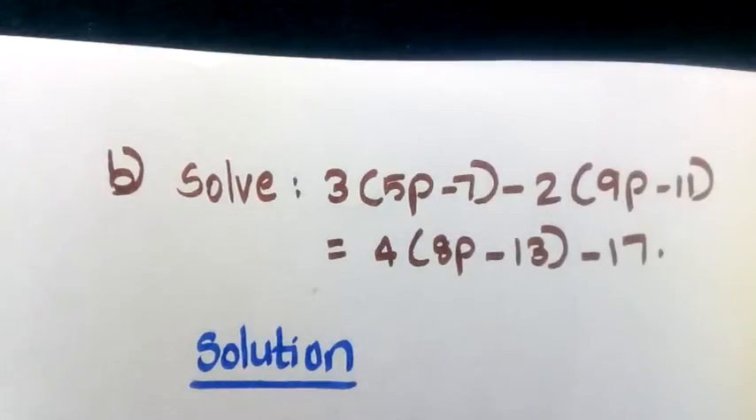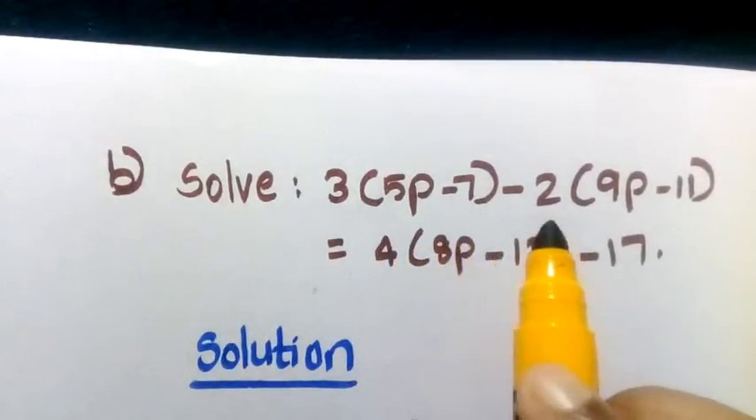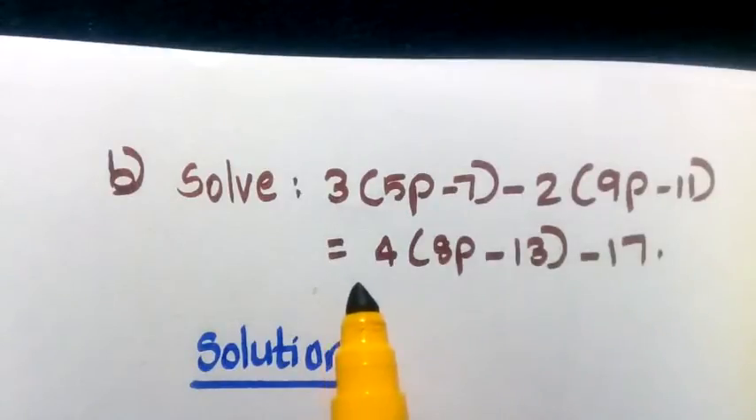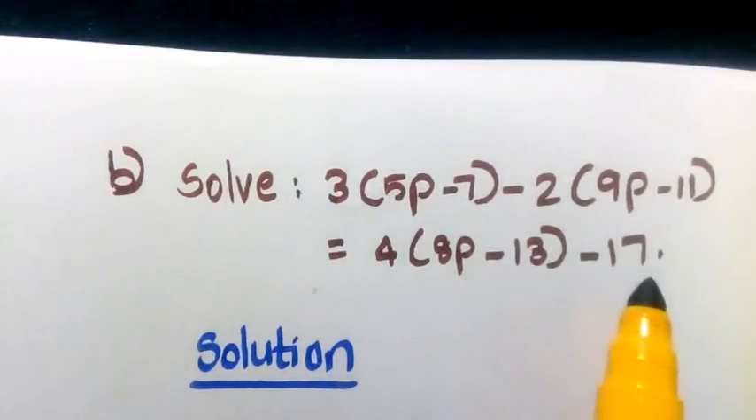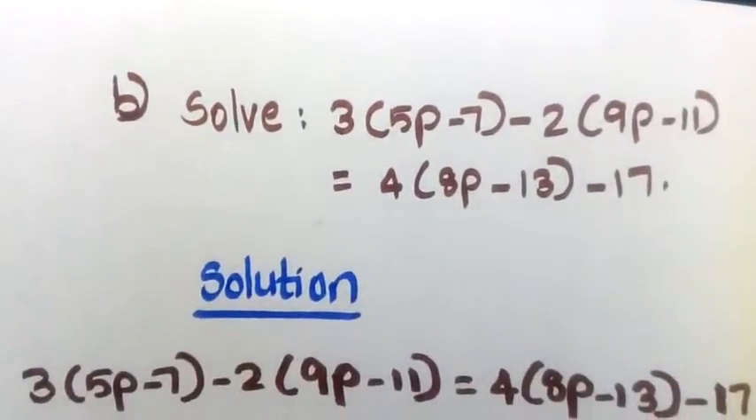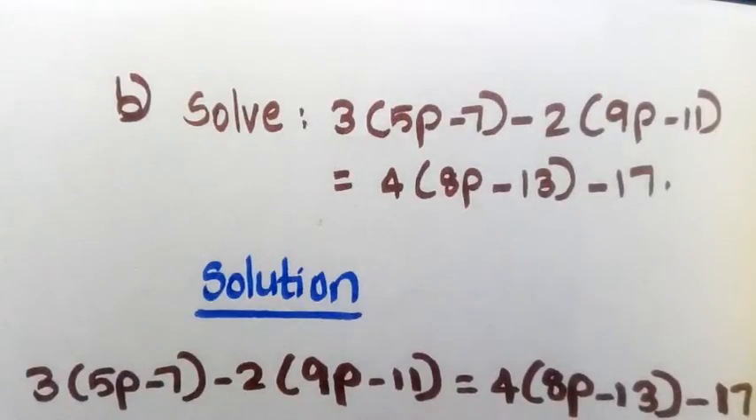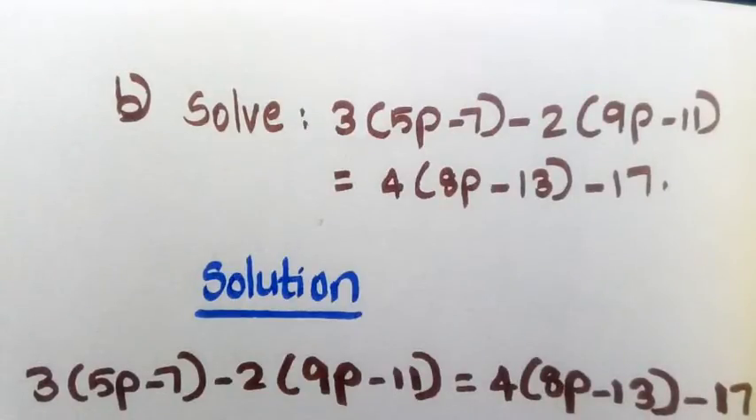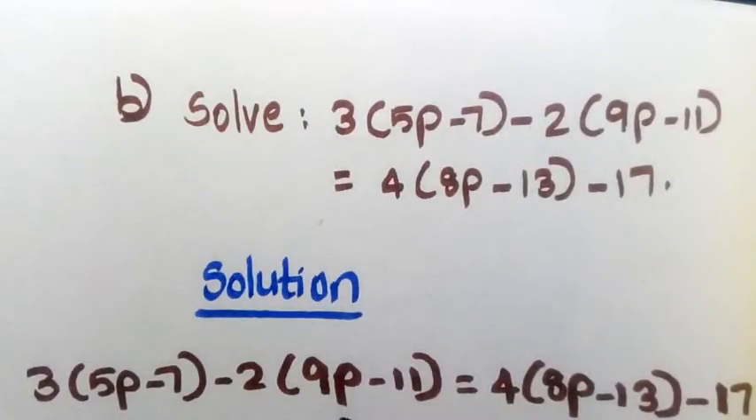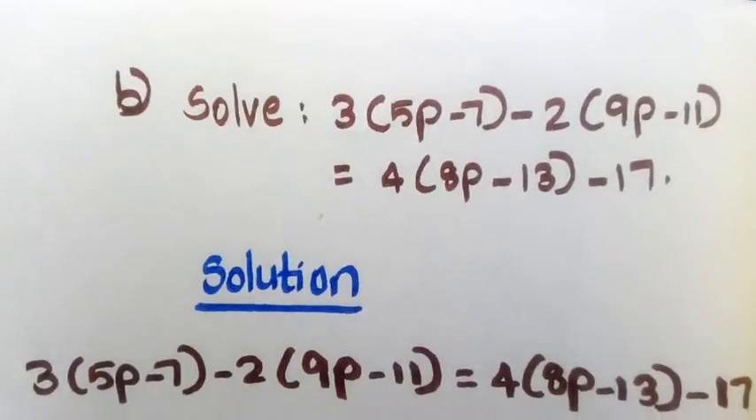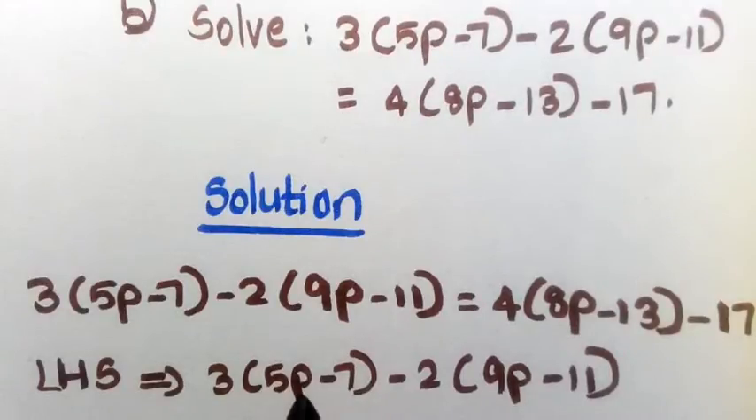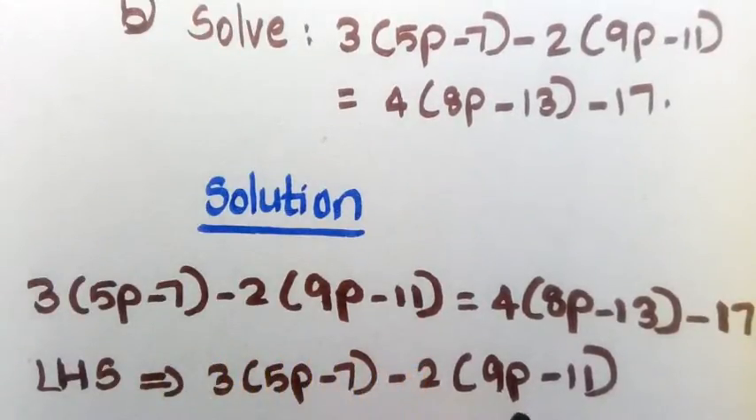Next question. Solve 3 into (5p minus 7) minus 2 into (9p minus 11) is equal to 4 into (8p minus 13) minus 17. Solution. We have 3 into (5p minus 7) minus 2 into (9p minus 11) is equal to 4 into (8p minus 13) minus 17. We need to find the value of the variable p. Here we need to reduce both LHS and RHS separately. First let us reduce LHS. LHS is 3 into (5p minus 7) minus 2 into (9p minus 11).